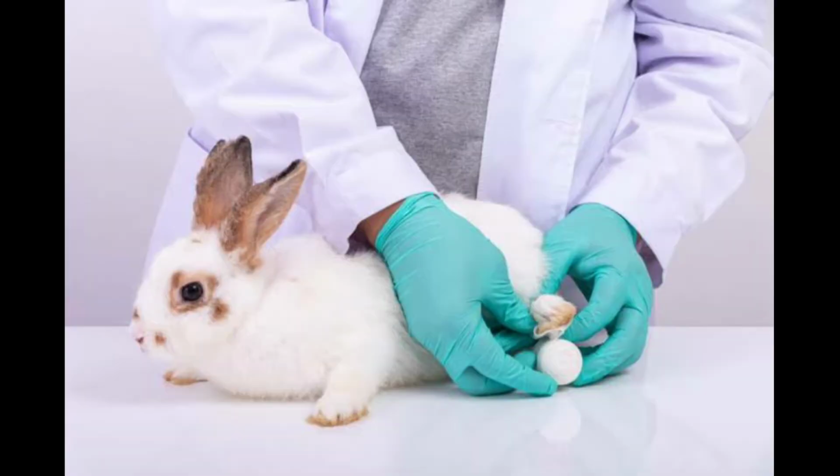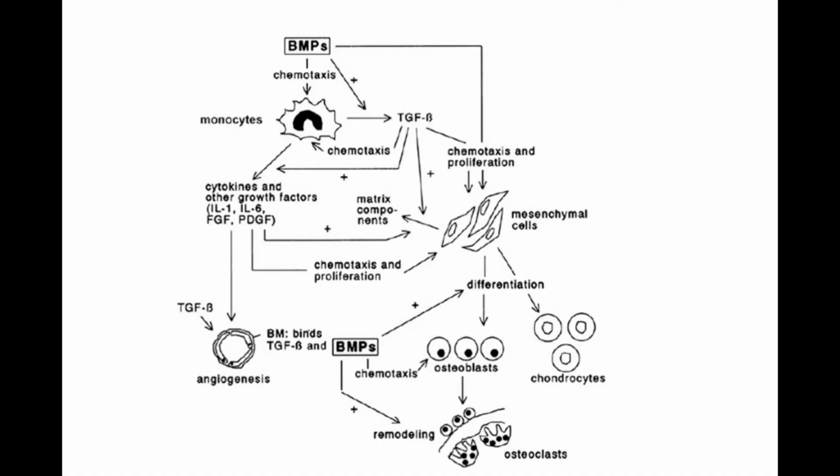In 1965, Marcel Urist implanted bovine demineralized bone matrix intramuscularly in rats and rabbits and noted ectopic bone production at the implantation site. He attributed the process to the presence of bone matrix protein, which chemotactically attracted pluripotent mesenchymal cells and induced bone formation locally.